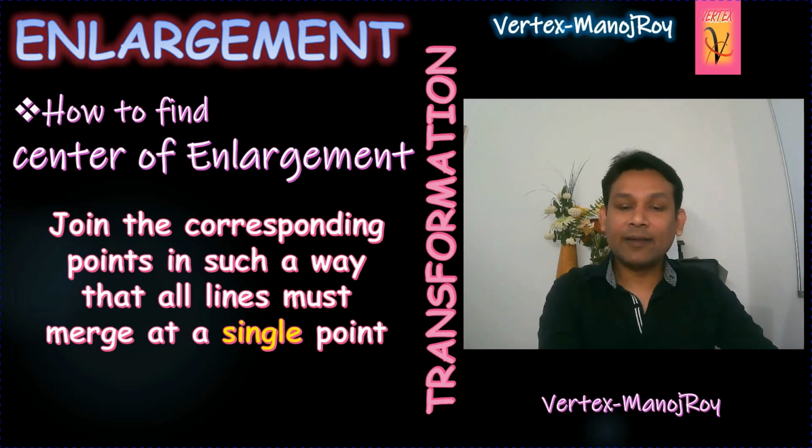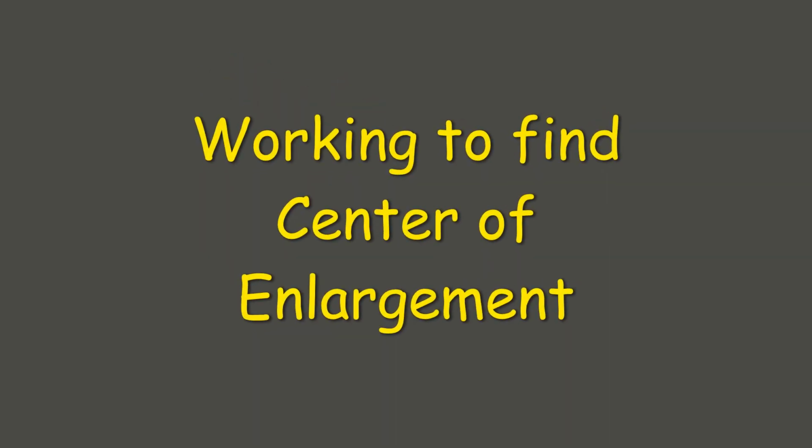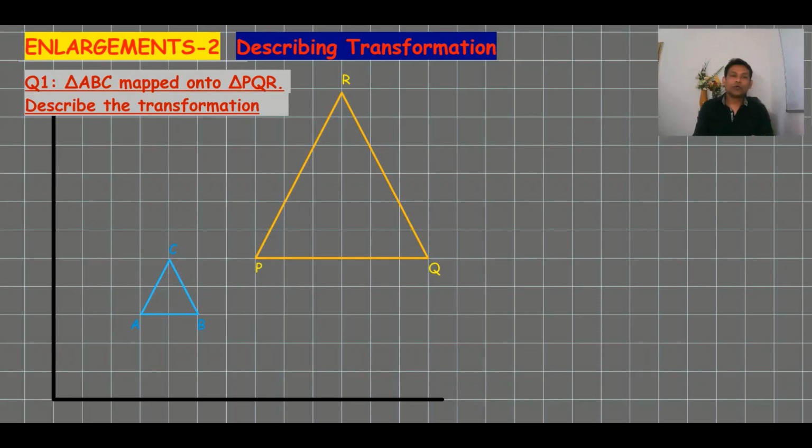Now let's start with an example. The object ABC and image both are given here. In the question you can see triangle ABC mapped into triangle PQR. Describe the transformation. We have to decide which transformation this is. As the size is changing, it cannot be an isometric transformation. It is a non-isometric transformation, and we have only one non-isometric transformation, that is enlargement.